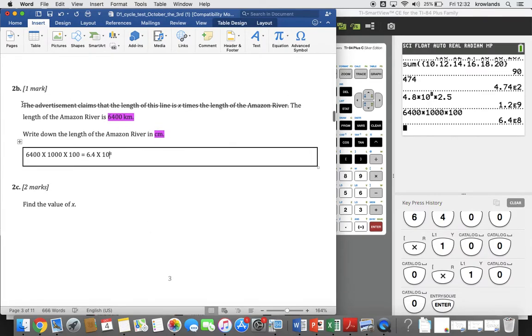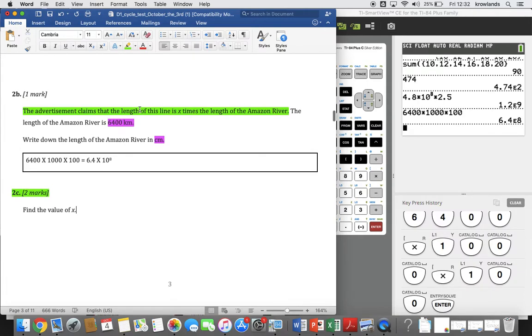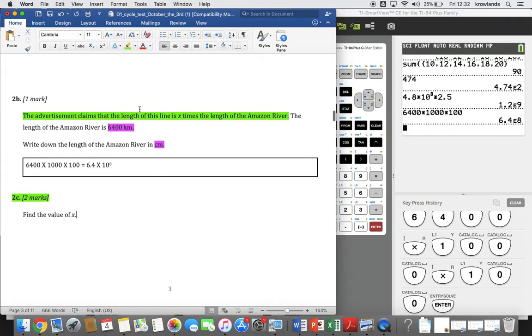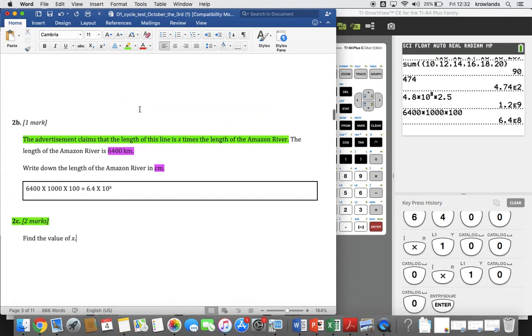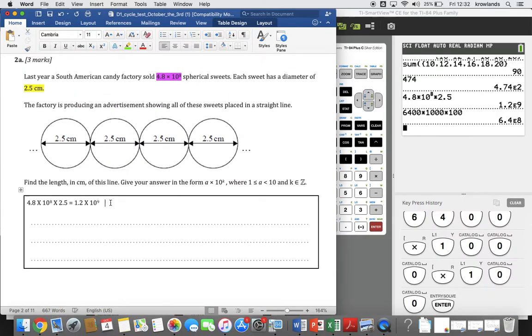Now we need to go back to the original part of the question, which I've crossed out for part C. So I'm going to highlight that in green because we're looking at part C now. The advertisement claims that the length of this line is X times the length of the Amazon River. So I'm going to go back up to the line. At the moment, I'm aware that these are both written in centimetres. So that's written in centimetres. And this question, which I've answered up here, A, is also written in centimetres.